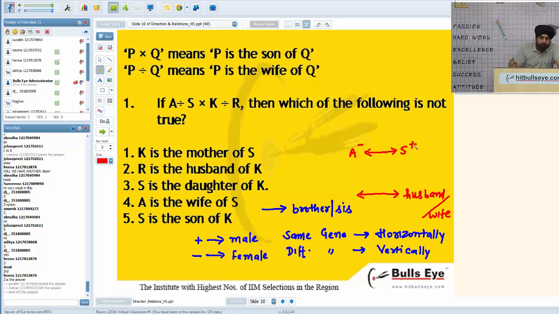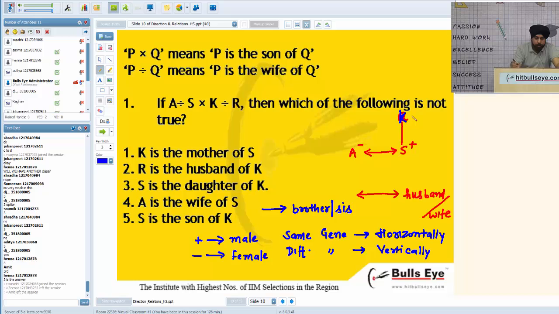And S is given to be the son of Q. S is the son of Q. Mind that this does not tell us anything about the gender of Q, but Q belongs to one generation above S. And finally, S is given to be the son of K.